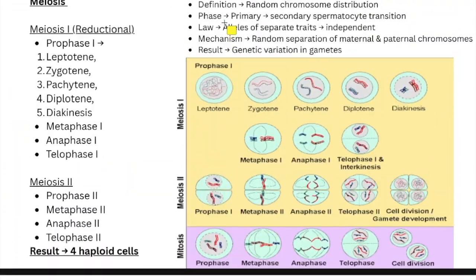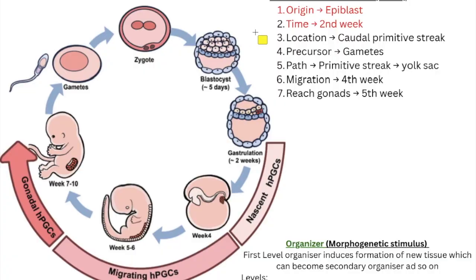Let's begin. Our story starts with the primordial germ cells, often abbreviated as PGCs. These are the very precursors to gametes, that is, the sperm in males and the oocytes, or eggs, in females. These crucial cells originate from a layer called the epiblast, and they first appear during the second week of development. Initially, you'll find them located near the caudal, or tail end, of a structure called the primitive streak.